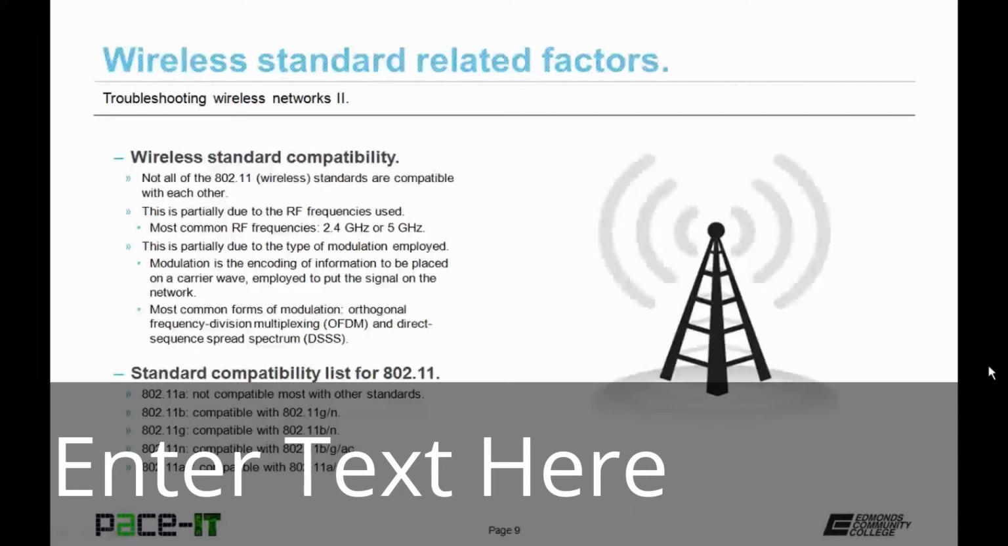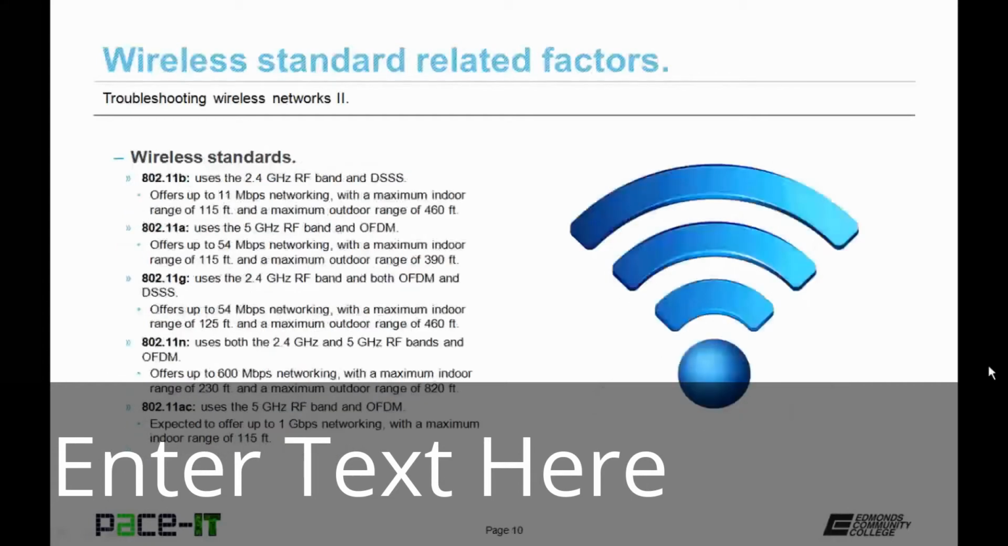802.11a is not compatible with most other standards. 802.11b is compatible with 802.11g and N. 802.11g is compatible with .11b and .11n. 802.11n is compatible with 802.11b, G, and AC. 802.11ac is compatible with 802.11n.